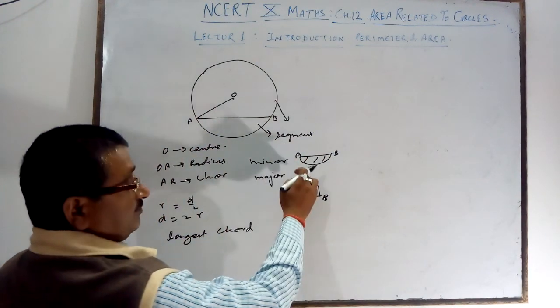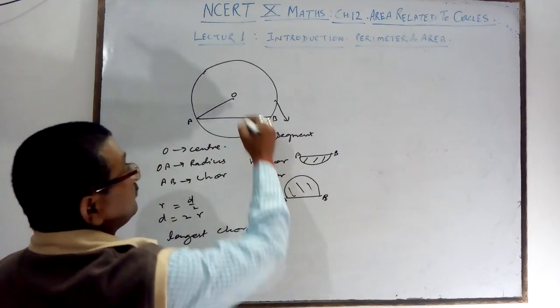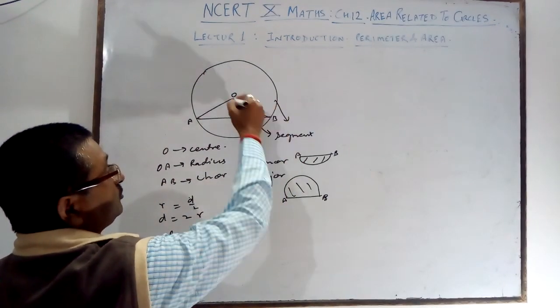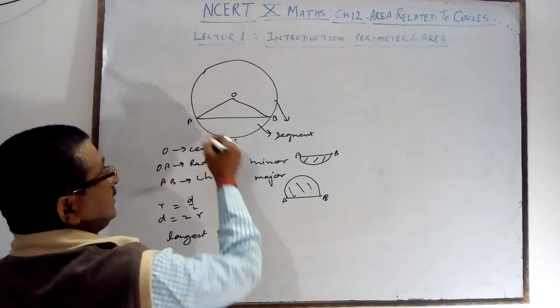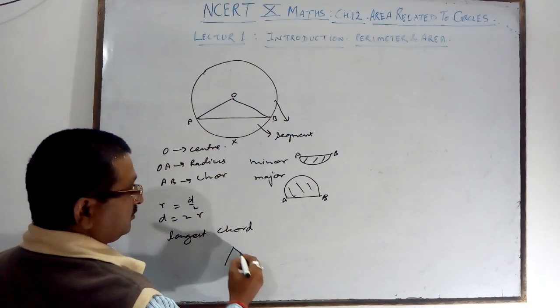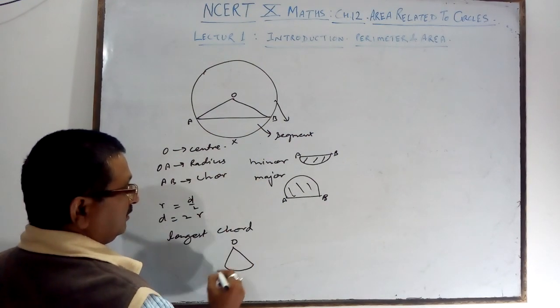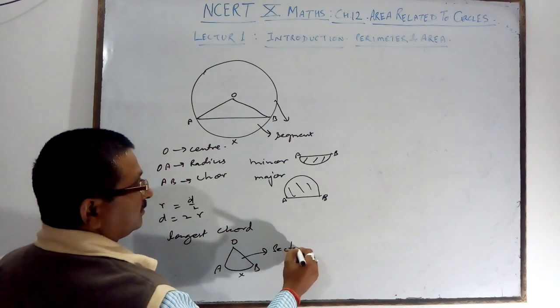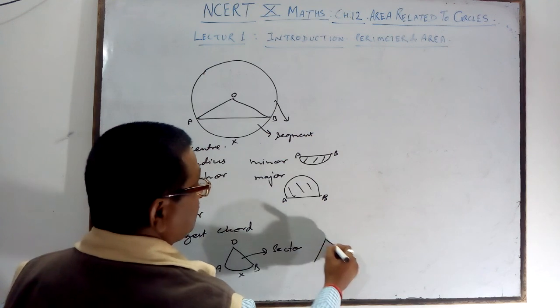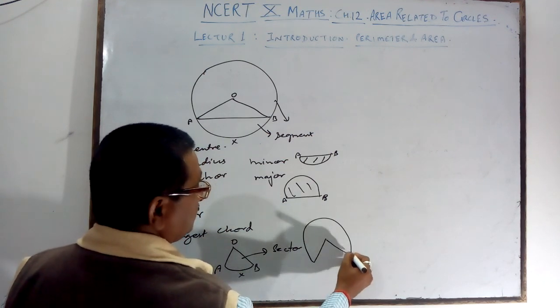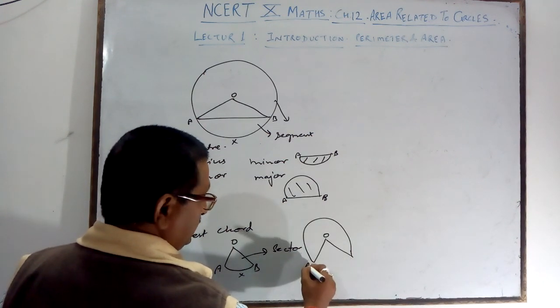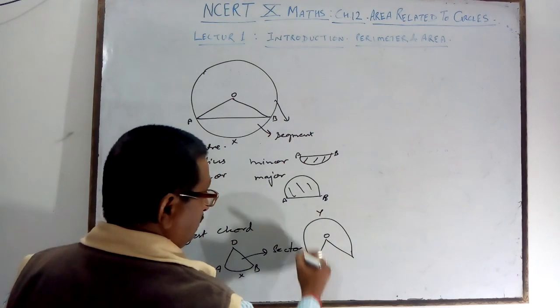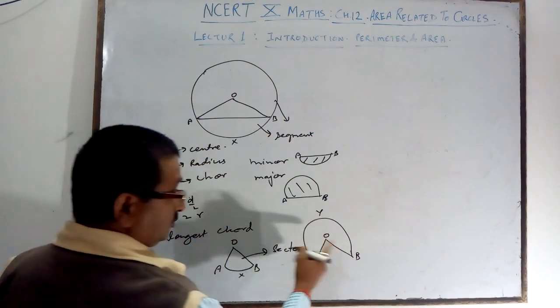There is one more thing. When you join the center to the ends of the arc, you will get OAXB. This part OAXB is called a sector. There are two sectors: one is OAXB and the other is OAYB.